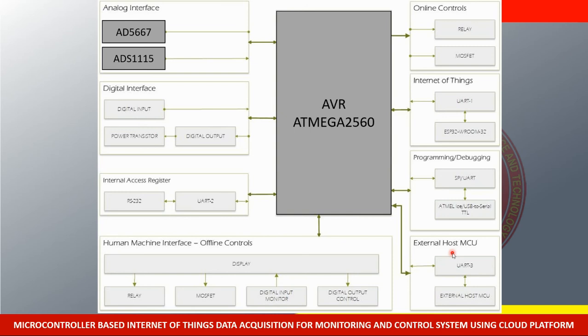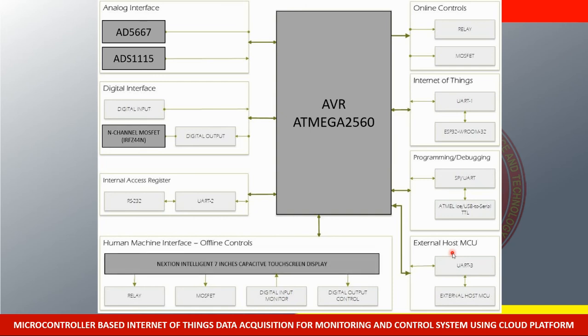So, for our digital interface, we're going to use an N-channel MOSFET, the IRFZ44N. And for our display, we will use the Nextion Intelligent 7-inch capacitive touchscreen display. I sent a link earlier in our group chat, so just look for it there. The details are there. It is 7 inches, capacitive, not resistive, and it is a touchscreen display.